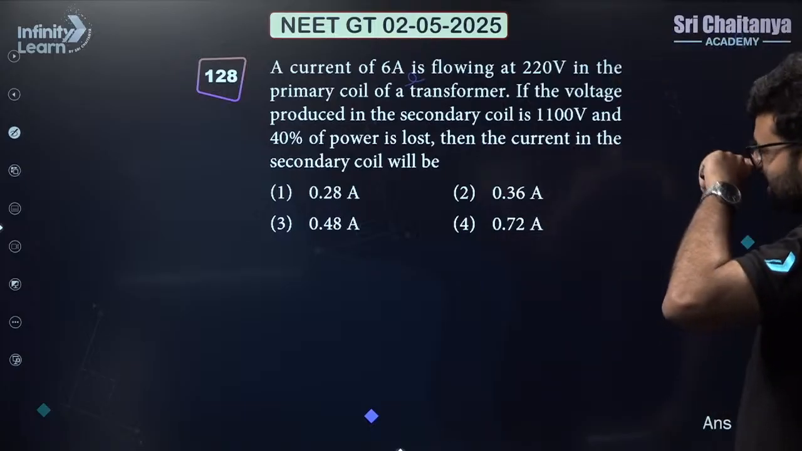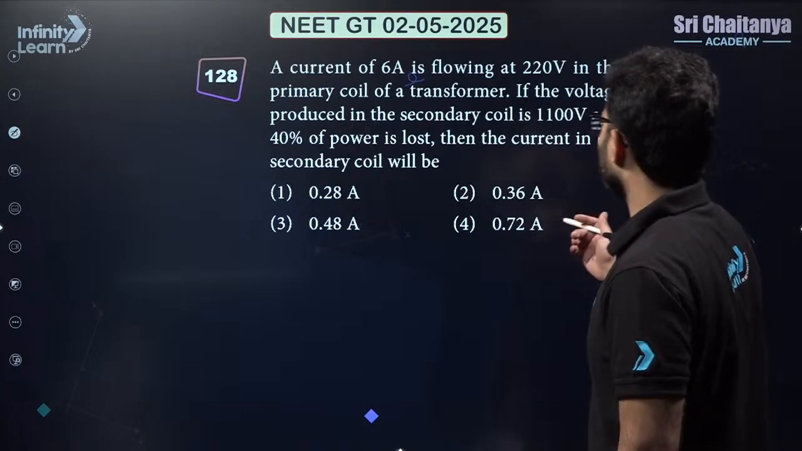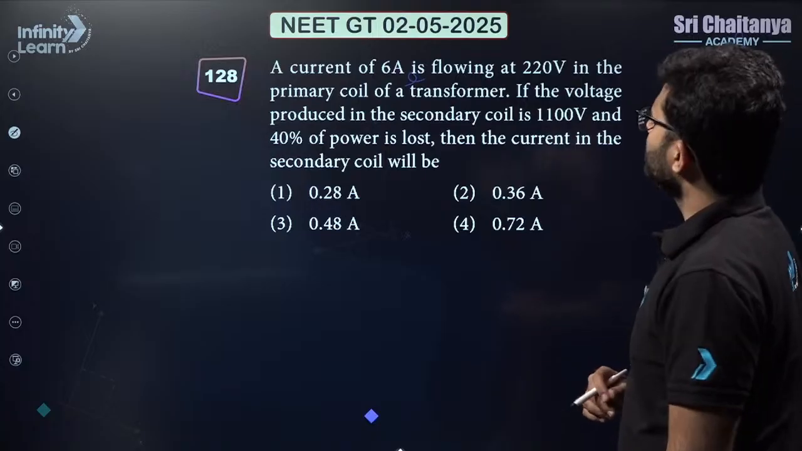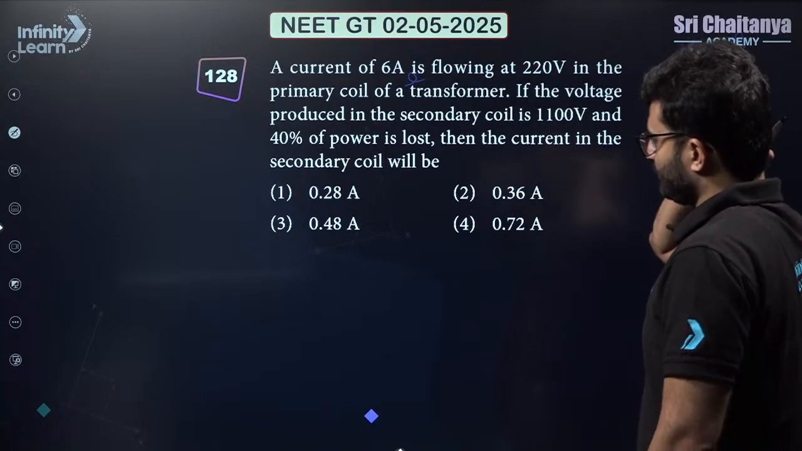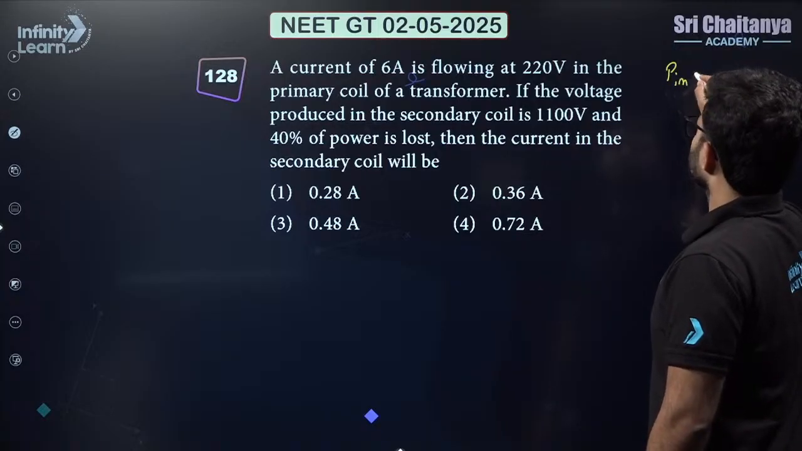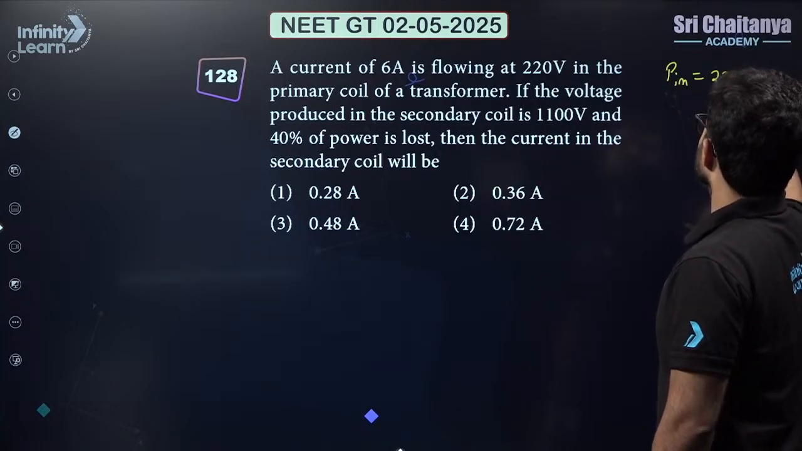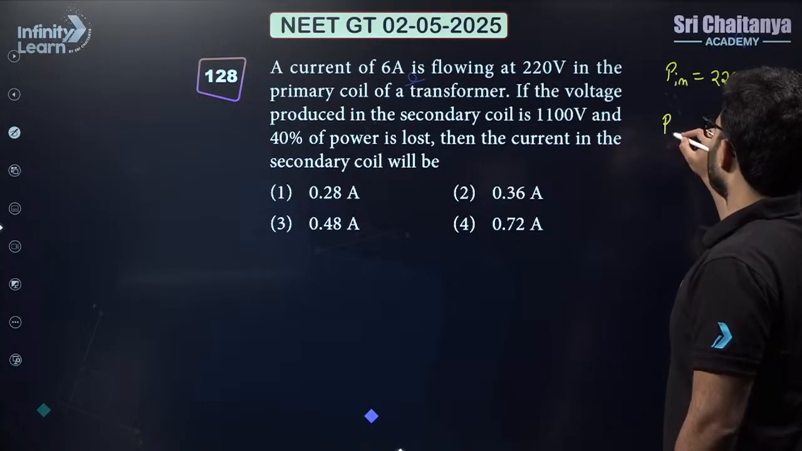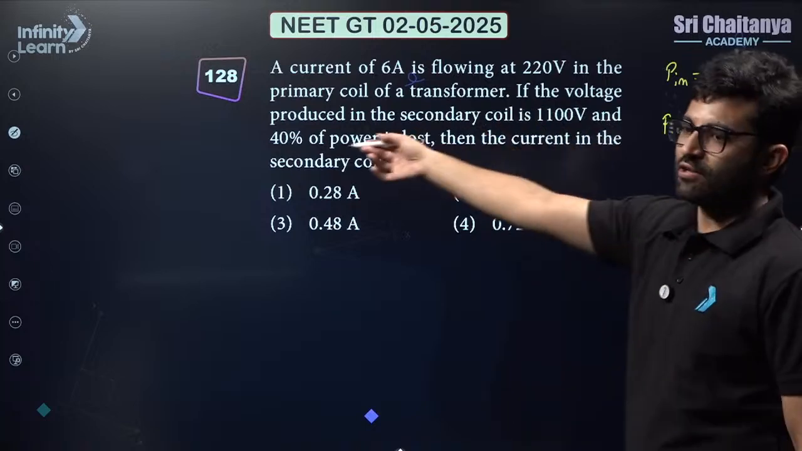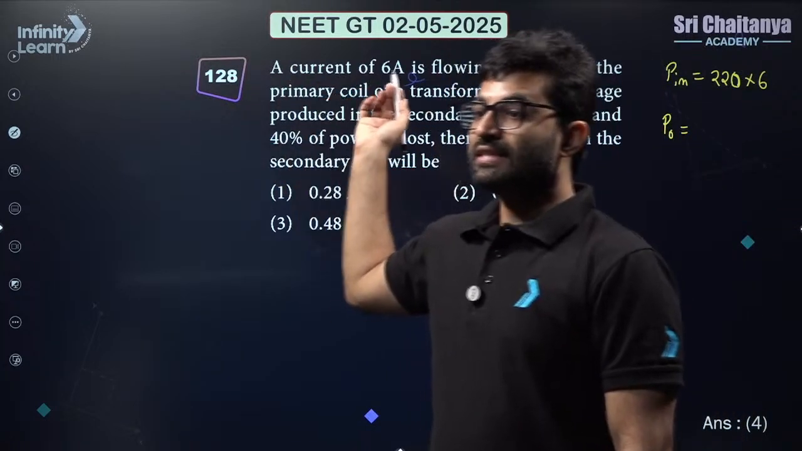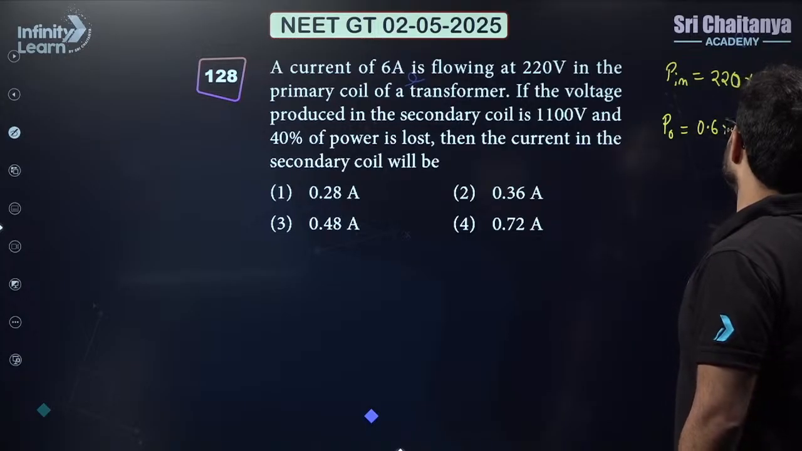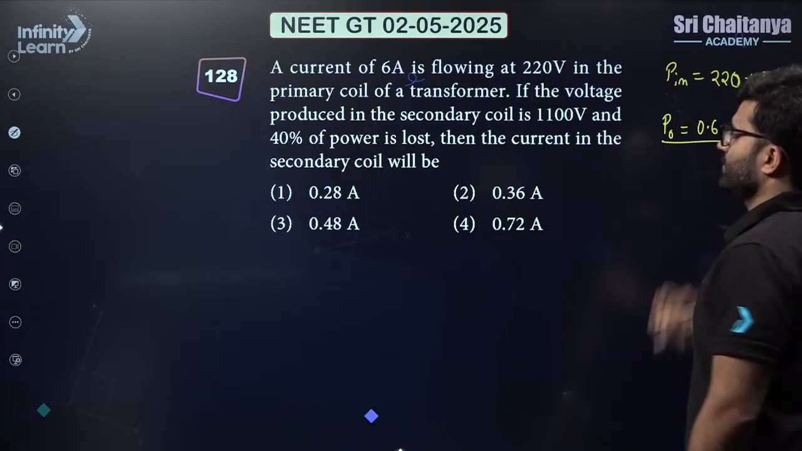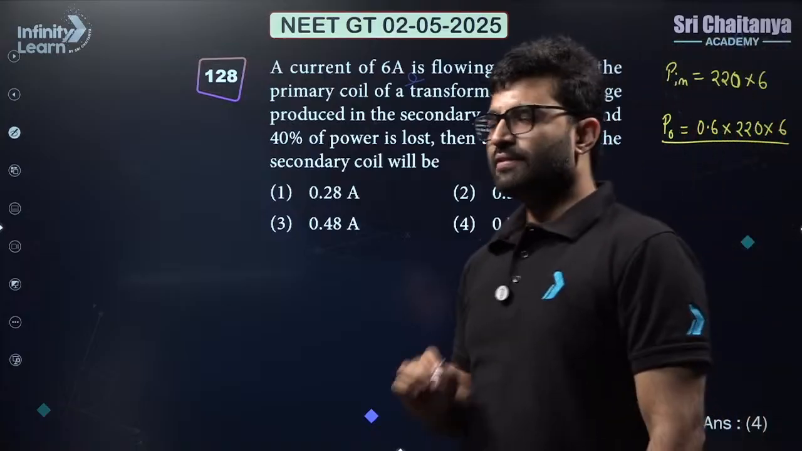A current of 6 ampere is flowing at 220 volts in the primary coil of a transformer. If the voltage produced in the secondary coil is 110 volts and 40% of the power is lost, what is the initial power? Initial power is V times I, which is 220 multiplied by 6 ampere. That is my initial power. What would be my output power? Since 40% is lost, I am getting 60% of this, so that is 0.6 multiplied by 220 into 6. That is my output power.